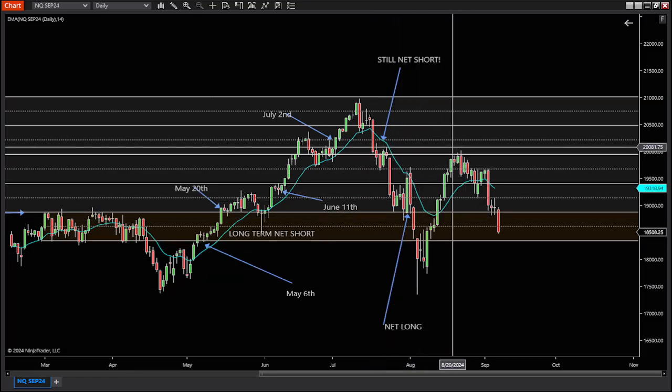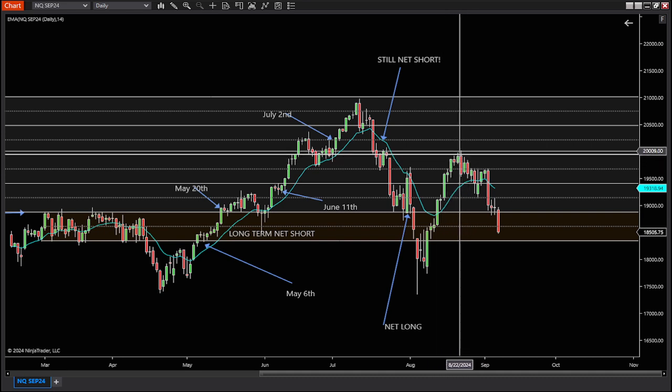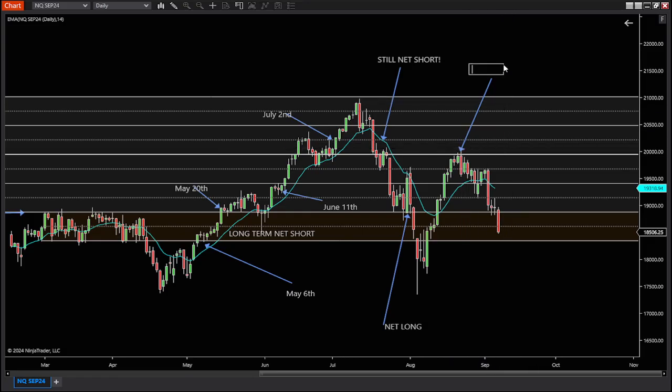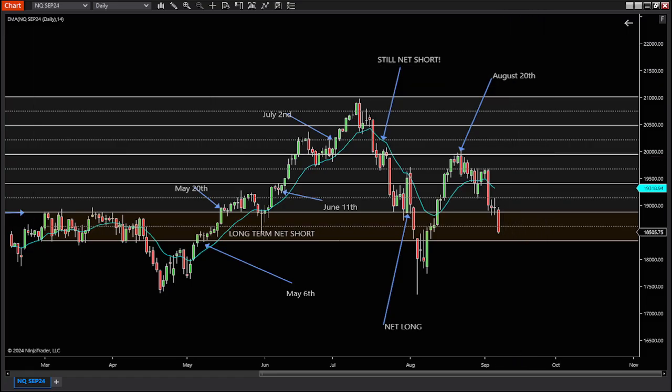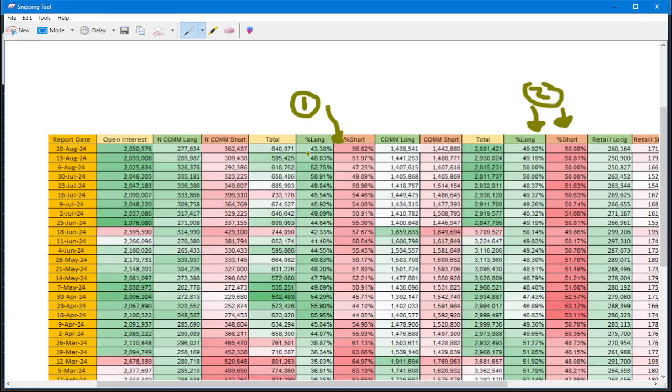Price moves back up. Let's see what happens here around August 20th. Right when we hit this level here, August 20th, we're going to look at that. If we go back to the report on August 20th, what do we see? August 20th, I haven't updated since then. We become net short again. Net short.